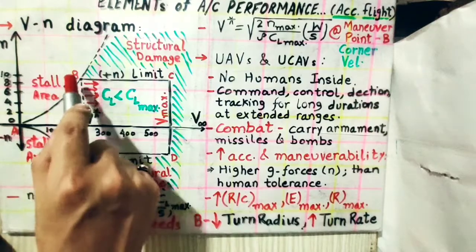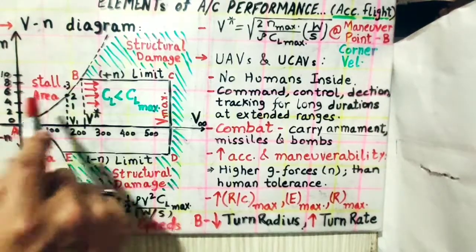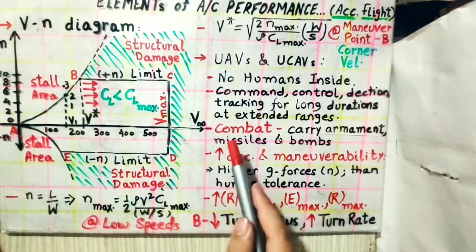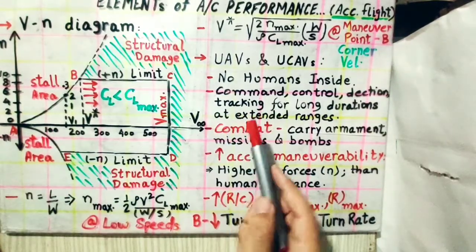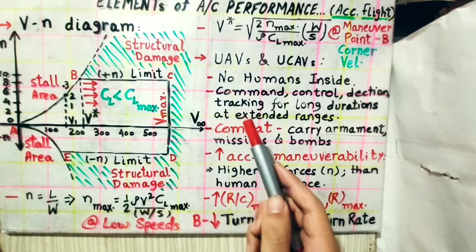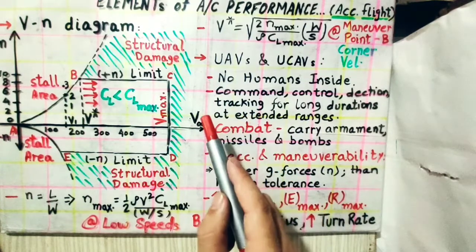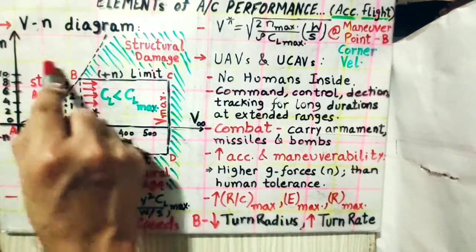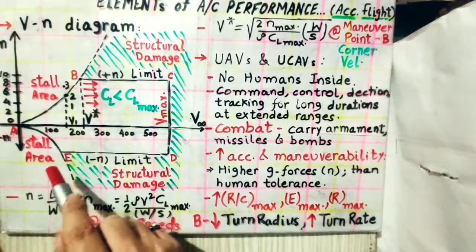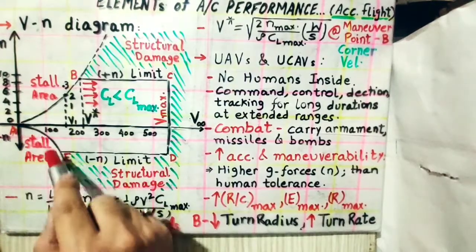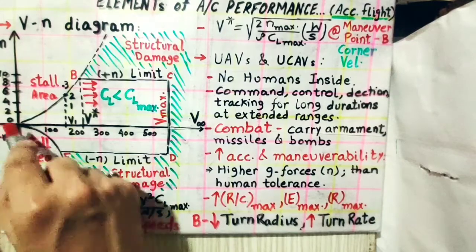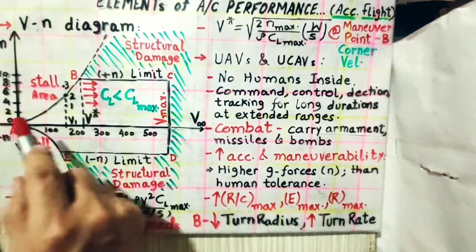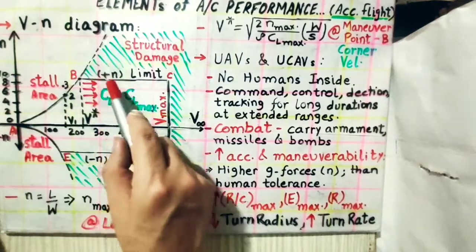Let's say the load factor at 0.2 is 6. If the load factor is higher than 6, that means CL max has increased above the stall limit, and the aircraft will experience a drastic reduction in lift. At that point, the load factor is given by 0.3, and the aircraft will stall. Similarly, when the aircraft is flying with negative lift, it will experience stall below the AE line, similar to the AB line.